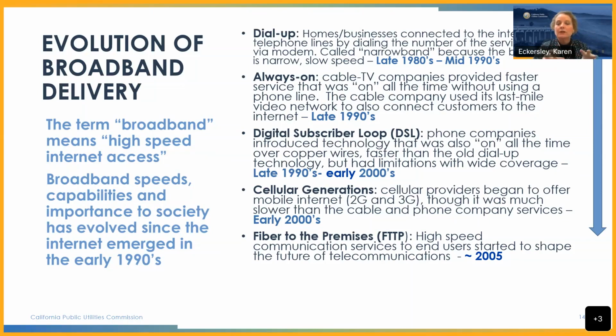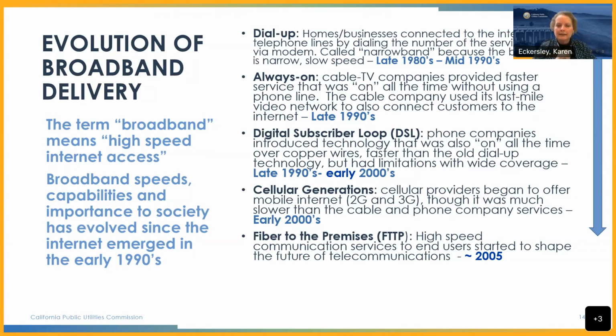DSL lines were an evolution of the dial-up technology. DSL uses the same copper wire infrastructure as phone lines and was offered by companies like AT&T, Frontier, etc. And they used electronics to upgrade the speeds from dial-up to be able to provide that same always-on service as cable, just not with the same speeds as cable.